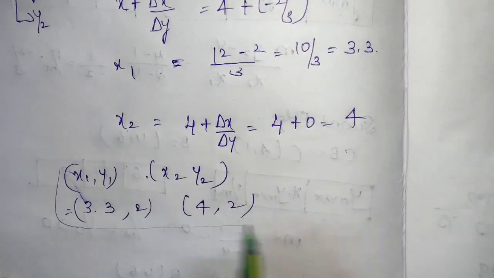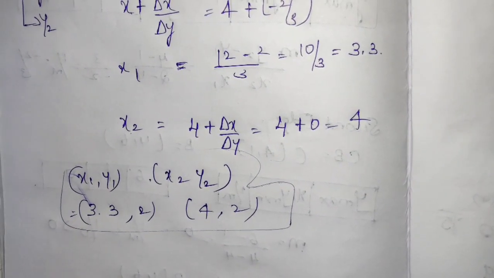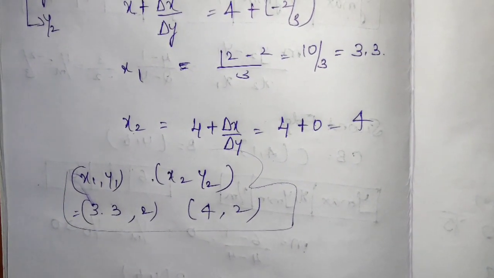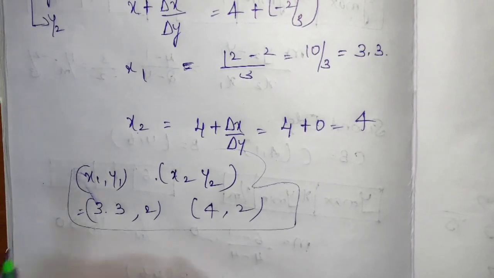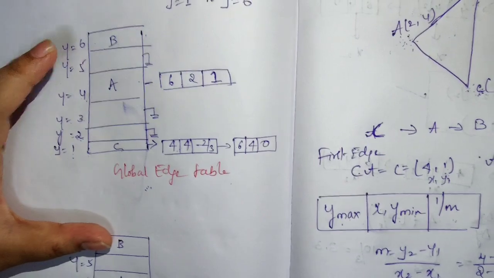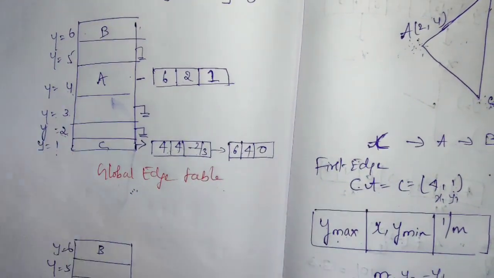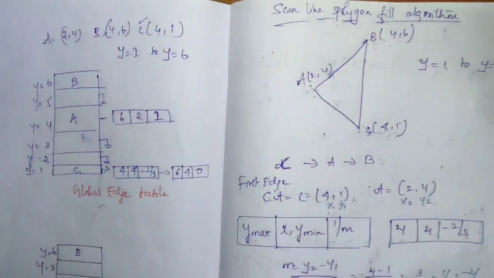So you are getting the second point. In this way you are going to iterate the value up to 6, because here we have up to 6 iterations. That's why we calculate in this way. So this is the basic tracing of the scanline polygon algorithm.